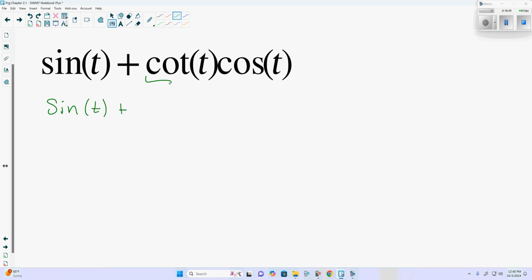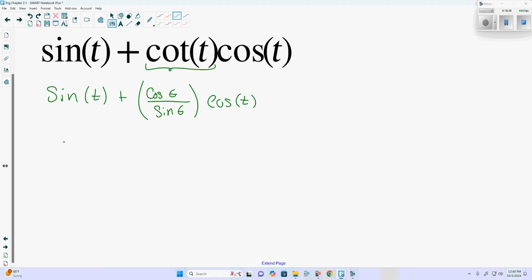Plus, if I rewrote cotangent in terms of sine and cosine, what is cotangent the same as? What over what? Cosine over sine. Also, it is on your reference sheet up at the top. Tangent, sine over cosine. Cotangent's cosine over sine. And that kind of follows along because tangent is the flip of cotangent and cotangent is the flip of tangent, or they're the reverse of each other.